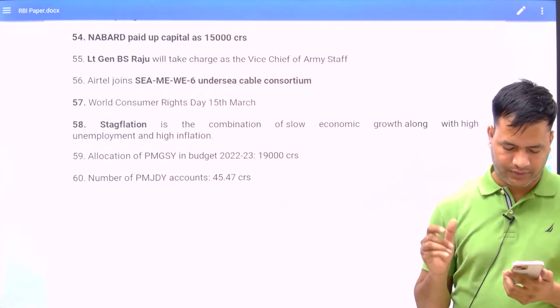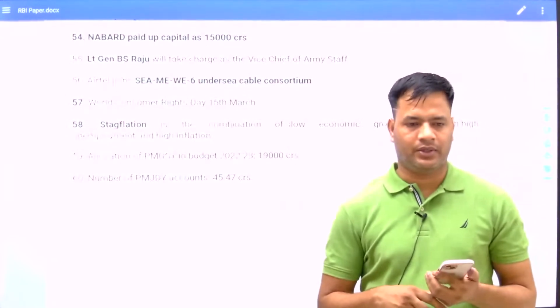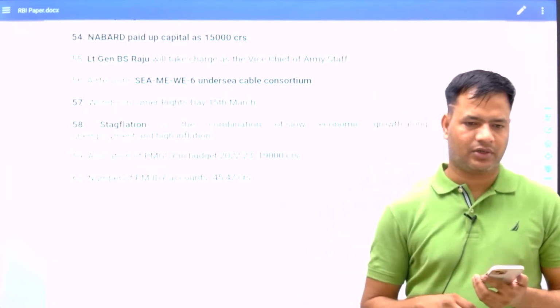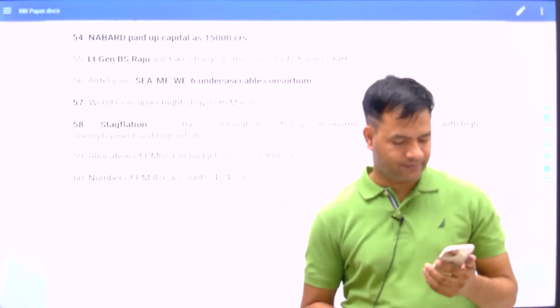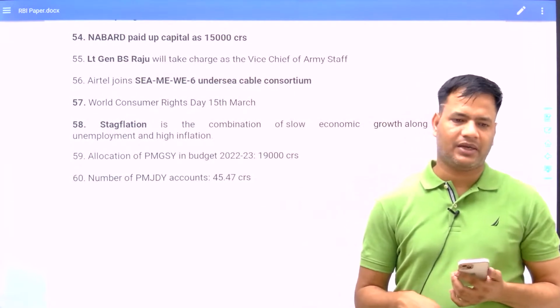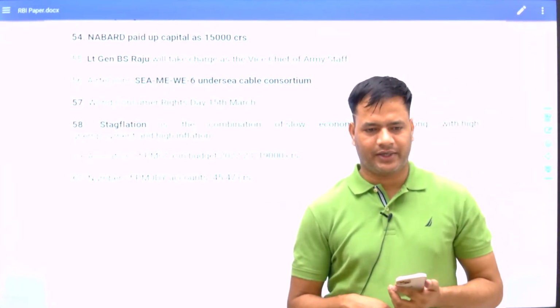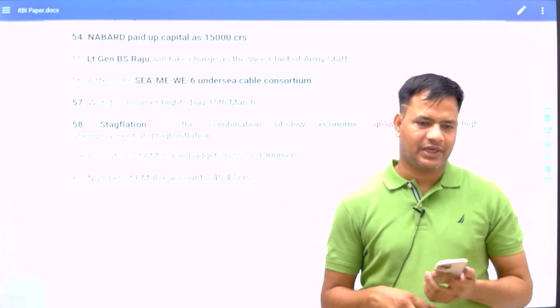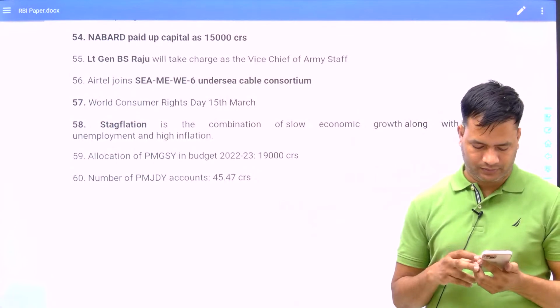If you are getting sectional cutoff marks, then you can start preparation without any delay. If you are getting at least 15 to 20% marks in quant and reasoning, then you can start preparation if you are getting 30 plus in GA section.